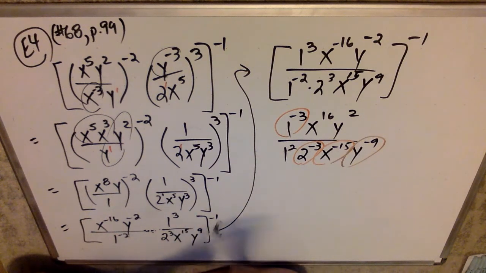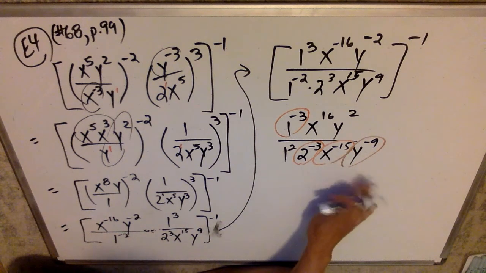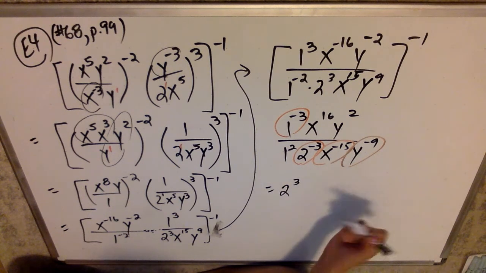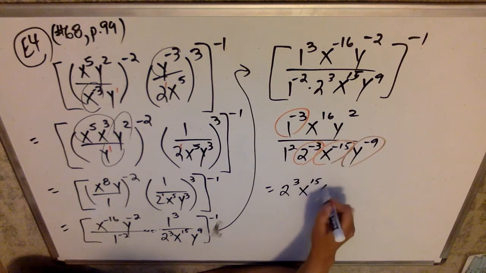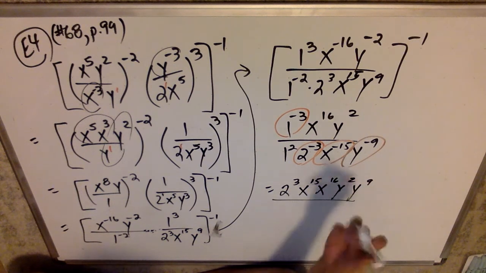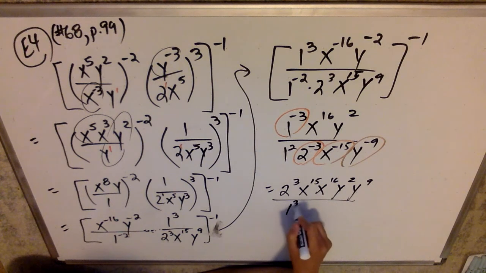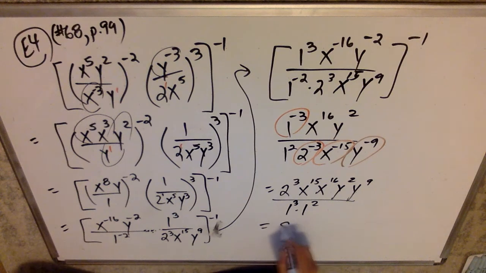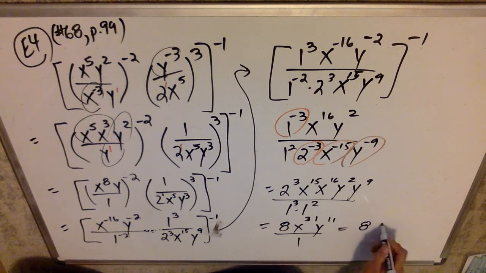So what's going to happen is all 3 of these are going to move to the top. So I'm going to end up with a 2 to the third at the top, because I usually put numbers at front, an x to the 15th and an x to the 16th, and a y to the second and a y to the 9th. And then on the bottom, I'm going to end up with a 1 to the third and a 1 to the second. So, seems to me on the top that I have an 8, x to the 31st, y to the 11th, and then on the bottom I just have a 1 to the 5th, which is just a 1, so the answer you're likely to see is an 8, x to the 31st, y to the 11th.